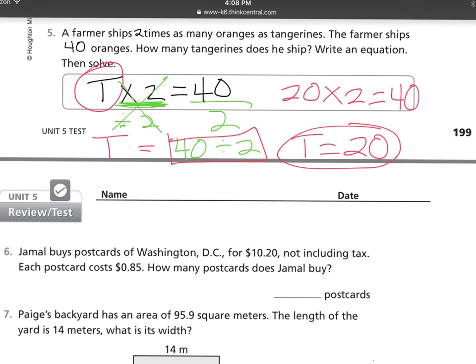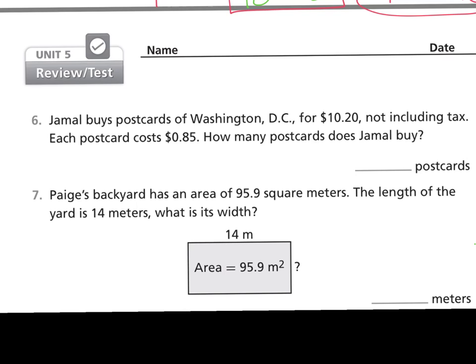You'll be using the same formula to solve the original problem. We're solving number 6 as well. Jamal buys postcards of Washington, D.C. for $10.20, not including the tax. Each postcard cost 85 cents. How many postcards does Jamal buy?